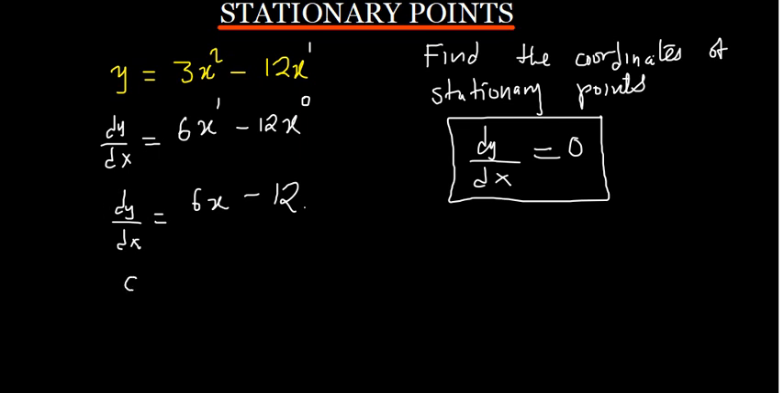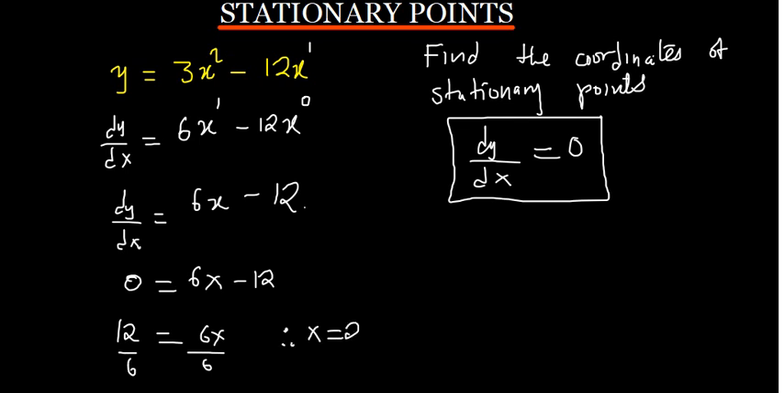So this is going to be 0 is equal to 6x minus 12. I'm going to take the minus 12 to the other side, so it becomes positive 12 is equal to 6x. To remain with x, I'm going to divide both sides by 6. So we are going to find that x is equal to 2. This is the x value of the stationary point.